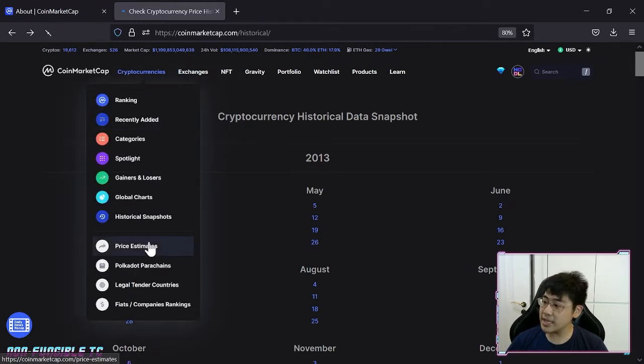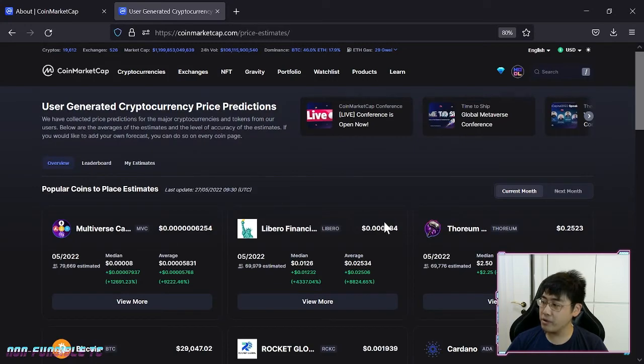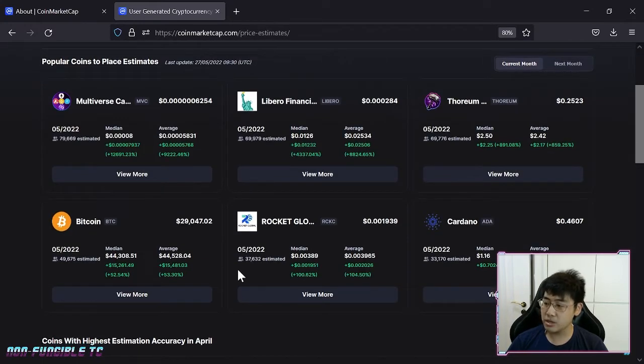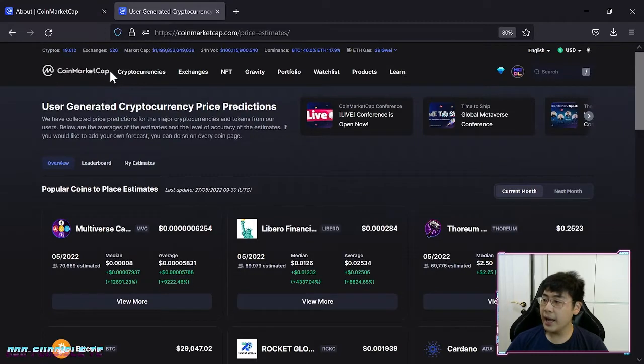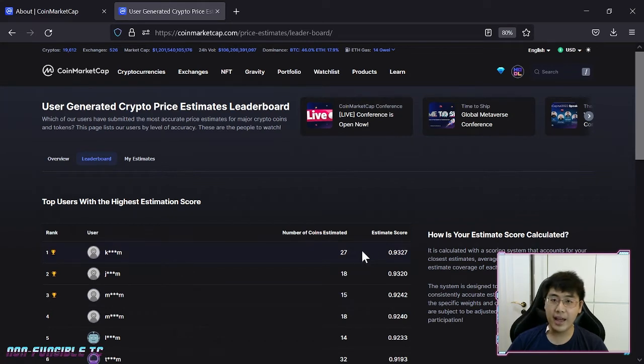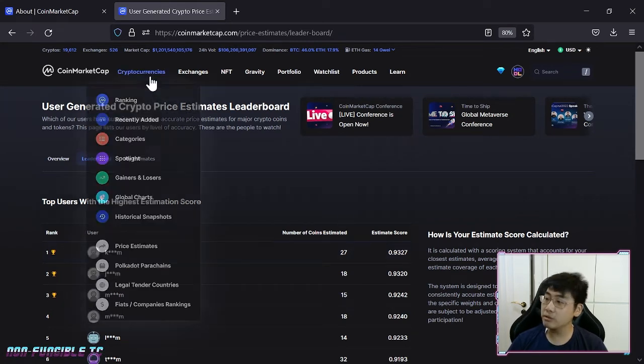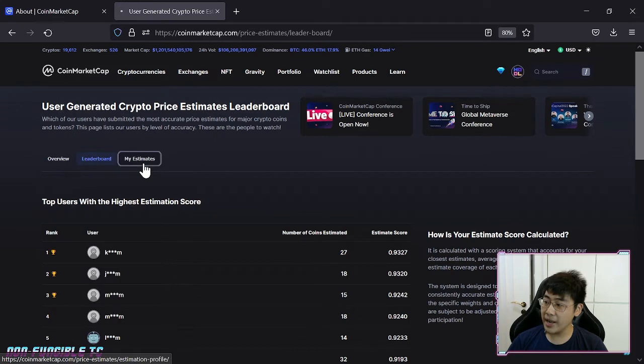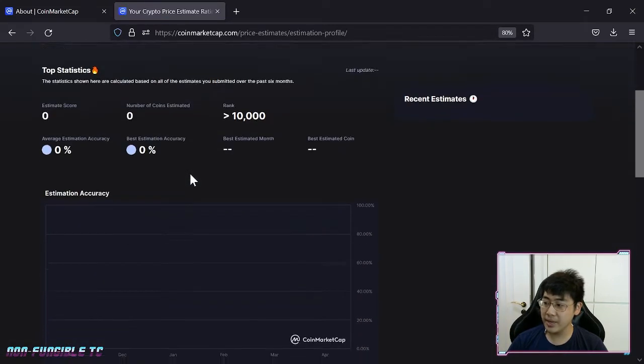So moving on, price estimate is one where they have people vote and estimate the price. So just take this with a grain of salt. And then they also have a leaderboard, showing which users are having very high accuracy, getting their estimations correct. And then they also have My Estimate, so you can actually join and estimate as well.